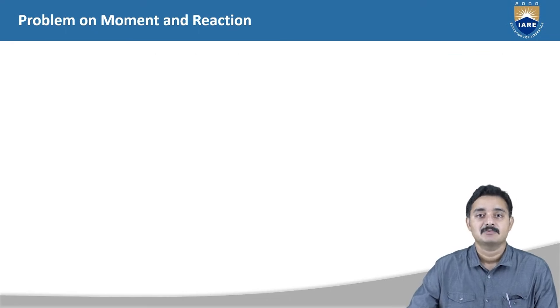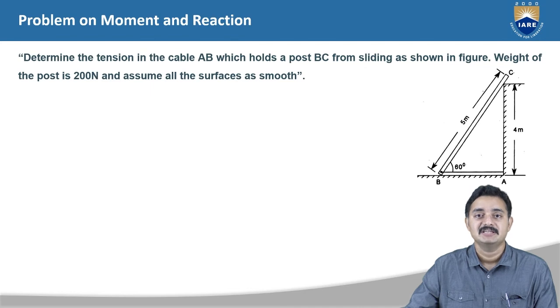Let us solve another problem. The problem given is: determine the tension in the cable AB which holds a post BC from sliding as shown in the figure. Weight of the post is 200 Newtons and assume all the surfaces as smooth.